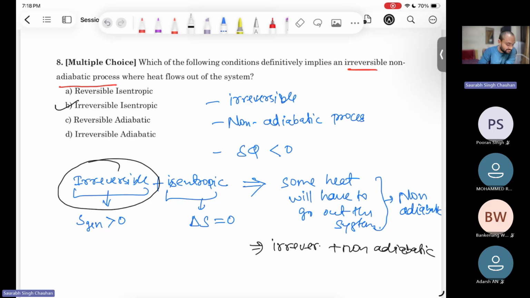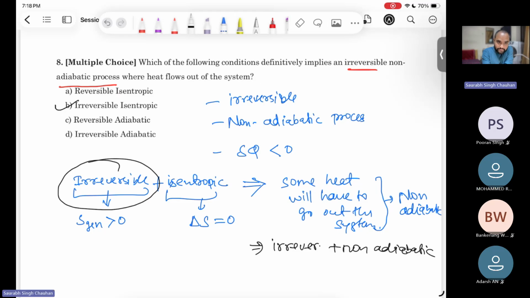ये क्वेश्चन क्लियर है ना? सेकंड ऑप्शन जो कह रहा है, ये कह रहा है कि प्रोसेस irreversible है और isentropic है. Irreversible means some entropy is generated, but isentropic है, then entropy change should be zero. But entropy is generated, but still the entropy change is zero. That means some entropy is going out. How the entropy will go out? Entropy will go out with the heat. Okay, so the heat will have to go out. And if the heat is going out, then how the process can be adiabatic? Heat transfer is there. Right?